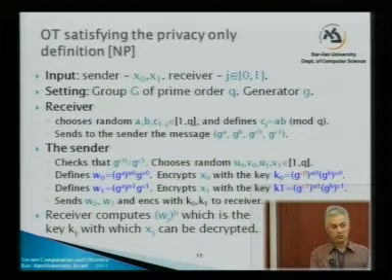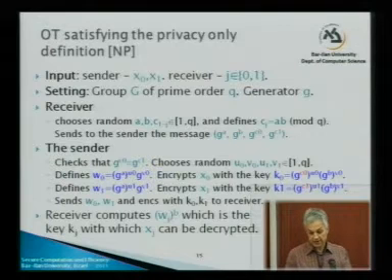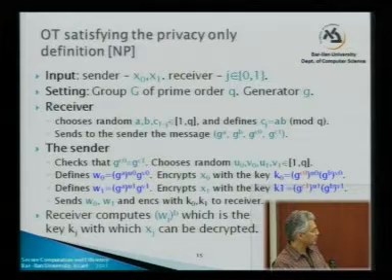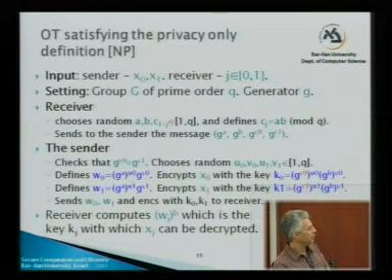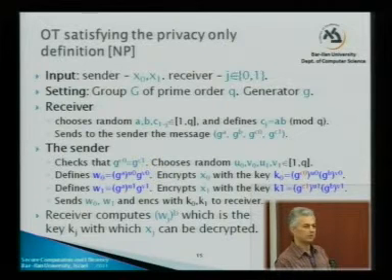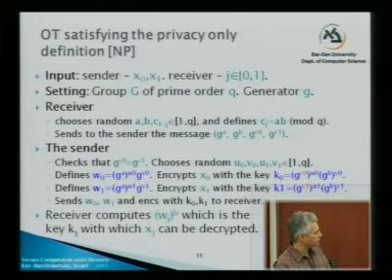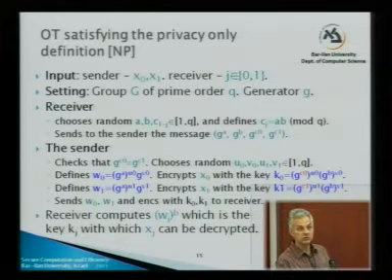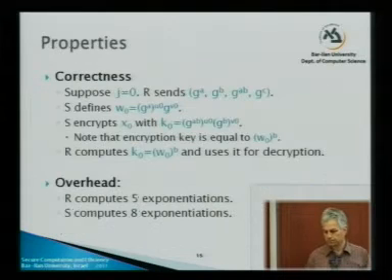The receiver is supposed to compute one of the keys and decrypt. And what I say here is that the receiver can simply compute Wj, which is either W0 or W1, to the power of B, and this will equal the key which it wants to use to decrypt the input. So if it wants to learn x0, then W0 to the power of B will be equal to K0. So we have to show this is true. Okay? So let's see if this is true.